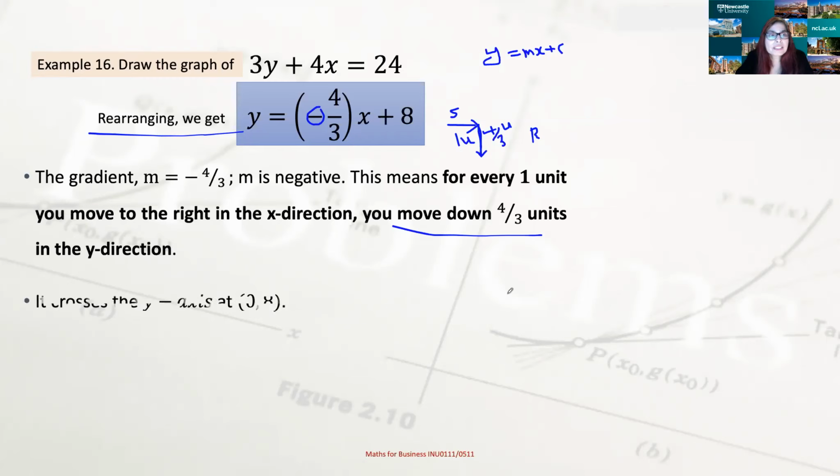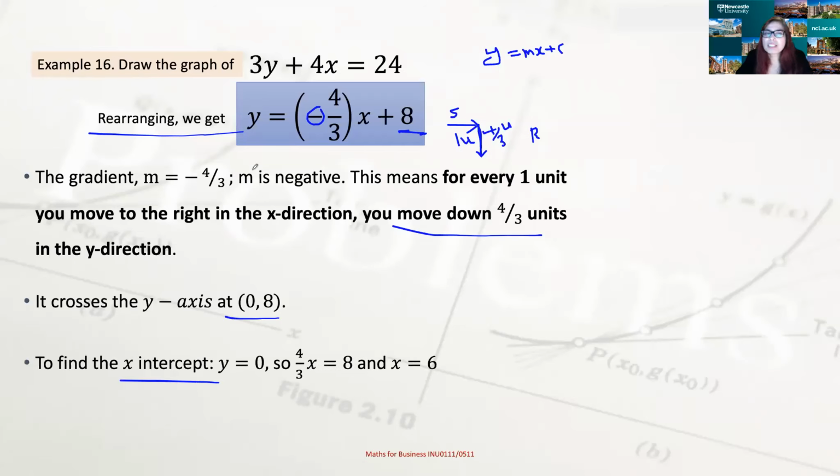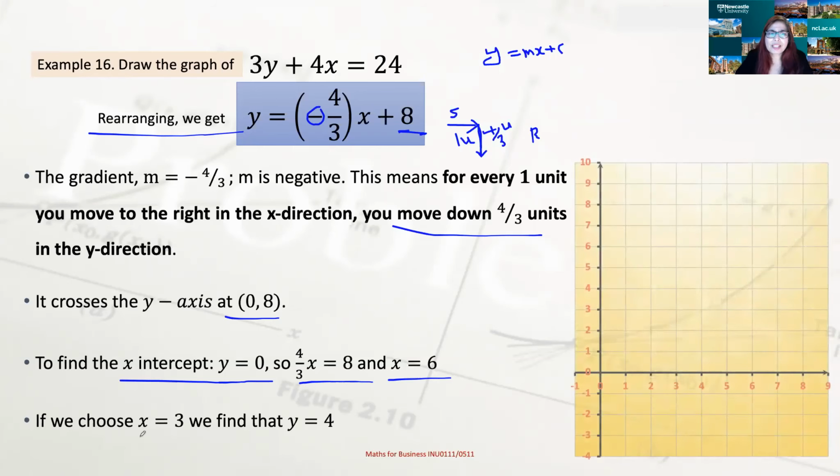That's one clue I got. I got another clue. It crosses the y-axis because its y-intercept is 8. So the coordinate will be (0, 8). And then I can find the x-intercept by putting y is equal to 0. Then I get -4/3x + 8 is equal to 0, which is nothing but 4/3x is equal to 8. Simplifying, I get x is equal to 6. I got another point. And then I can choose some point, x is equal to 3, and find the value of y in this equation.